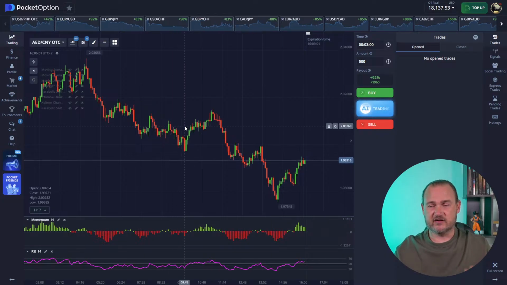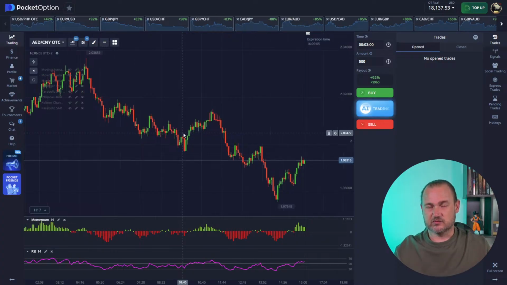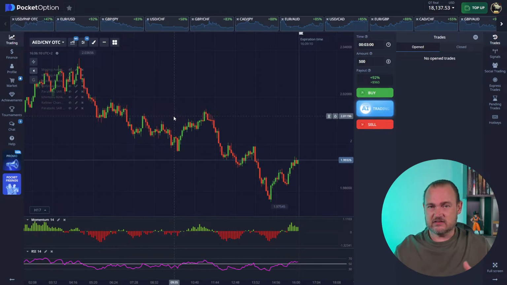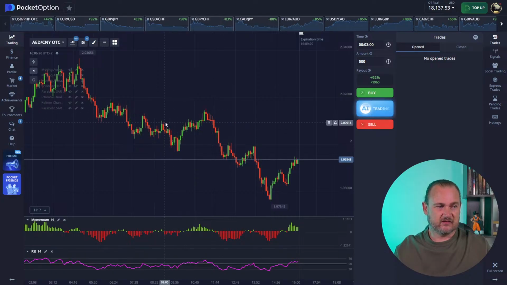Okay, we are on a 5-minute chart now. So if you're doing this on a 5-minute chart, you will be looking at 15 or 20-minute expiry trades. If you're doing Forex, your stop will be roughly around the area of the previous high that was formed in the case of a downwards movement, the last lower high that was formed.